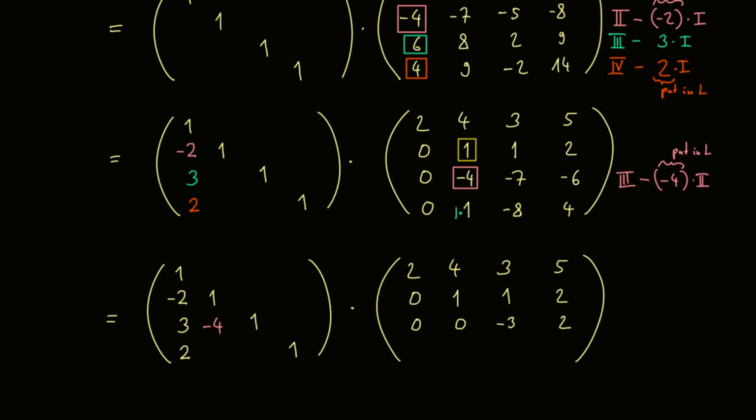Okay, so let's do the next step, which means generate a 0 here. So take the fourth row and subtract the second row. So -1 times the second row. And again, this 1 is the thing we put here in our matrix L. And the last calculation here is very easy. We just have 0, 0, -9 and 2.